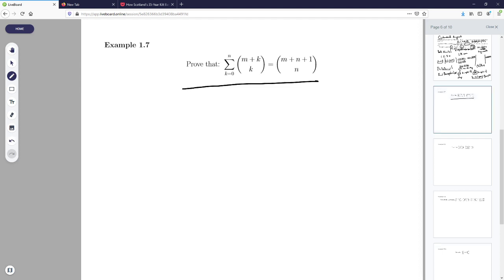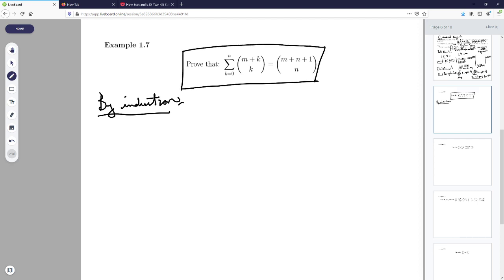Okay, let's prove this. I'm going to show you an example where we prove something. Let's prove this by induction. Induction, as I always say, is where you don't really understand what you're proving. And if you look at this formula, you might think to yourself, I don't really understand what this formula is saying. So let's prove it by induction.